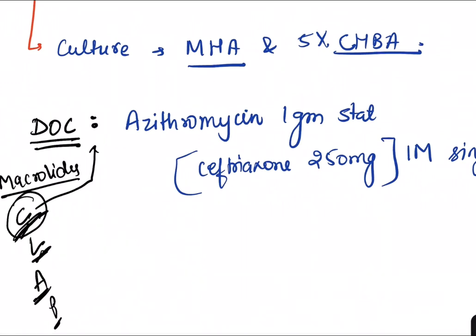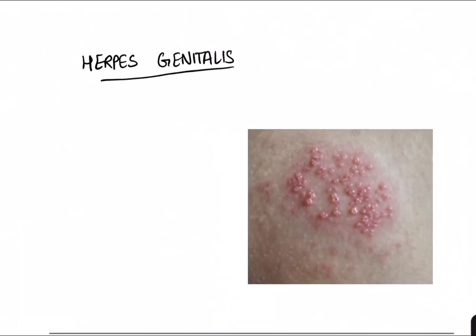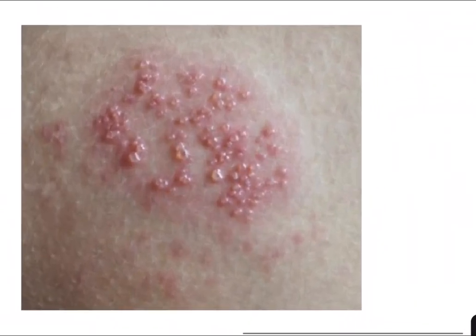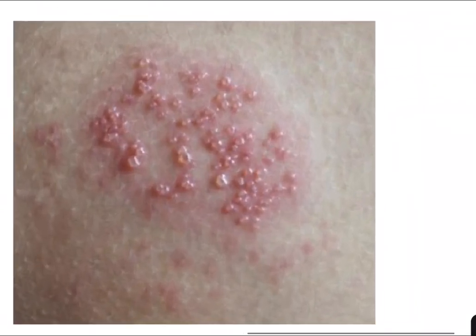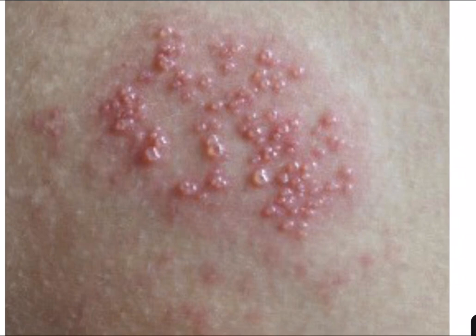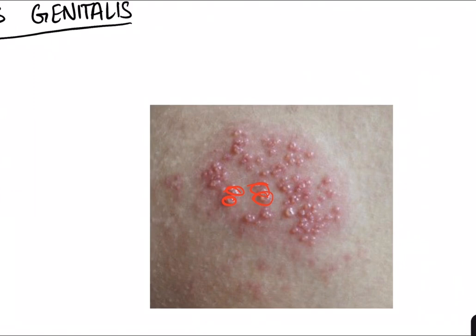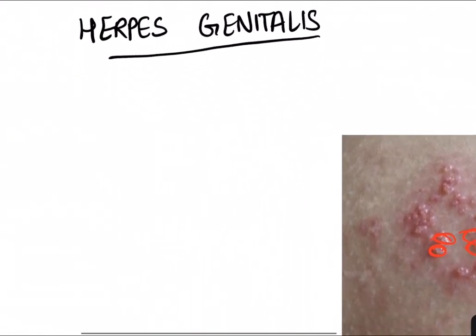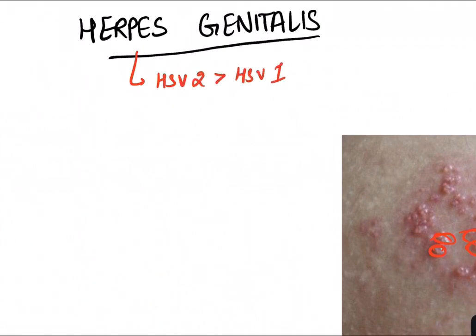Now, next one is the herpes genitalis. Whenever I remember herpes, this image comes to my mind, where these vesicles come. So it's grouped ulcers. There are multiple, as you can see, and these are vesicles, filled with fluid. Herpes genitalis is caused by HSV2 more than HSV1. Please remember, it is caused by HSV2 more than HSV1.